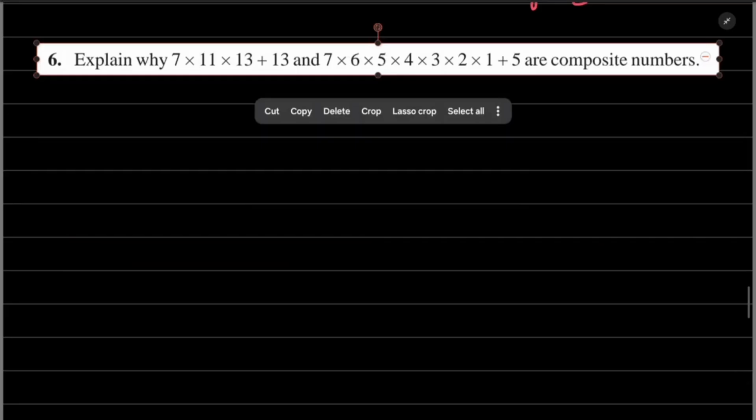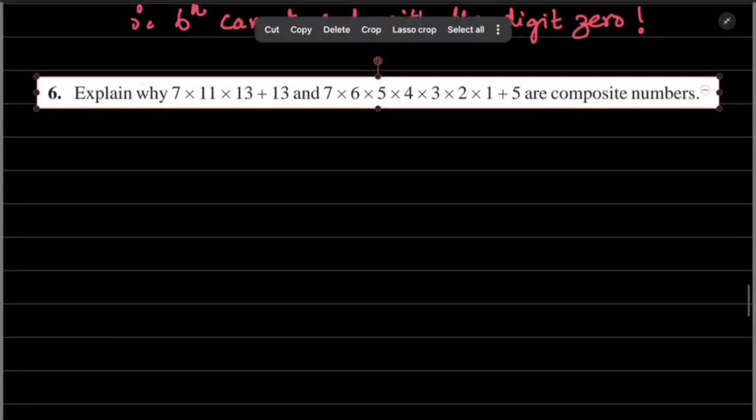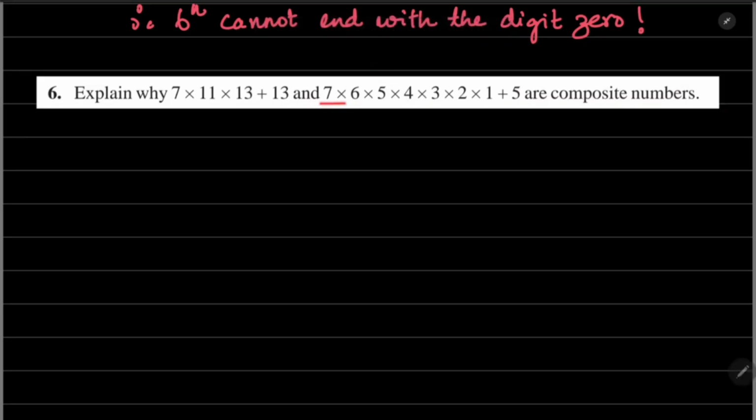This is again a very good question. You have to explain why 7 multiplied by 11 multiplied by 13 plus 13, and 7 multiplied by 6 multiplied by 5 multiplied by 4 multiplied by 3 multiplied by 2 multiplied by 1 plus 5 are composite numbers. What are composite numbers? I told you, any number which has more than 2 factors, right? So here, let us take the first number.